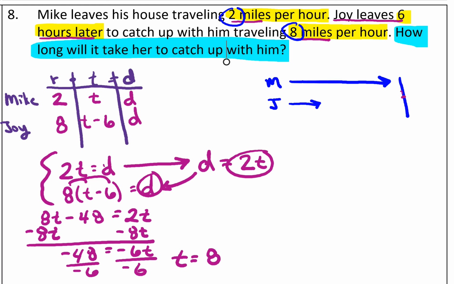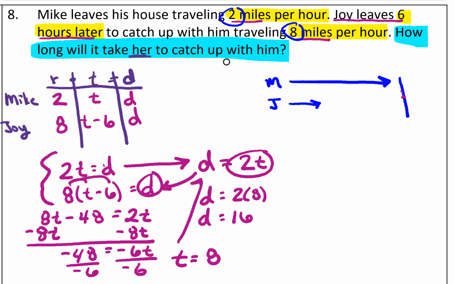Now, we can find d if we want to. d equals 2 times 8, which is 16. But we have to go back and see what they wanted us to find. They said, how long will it take for her? So her means Joy. So how long will it take for Joy to catch up with Mike?